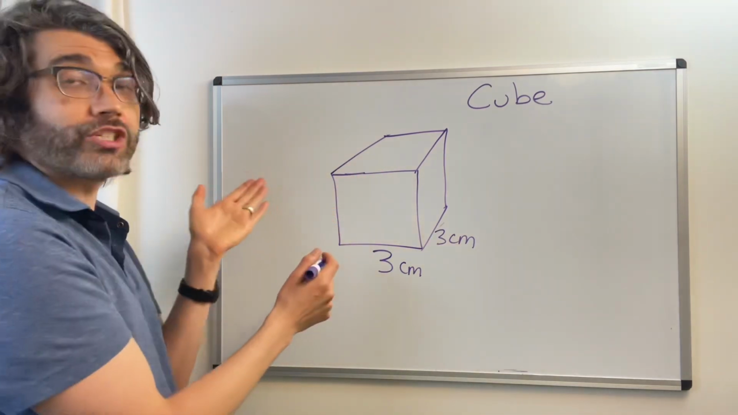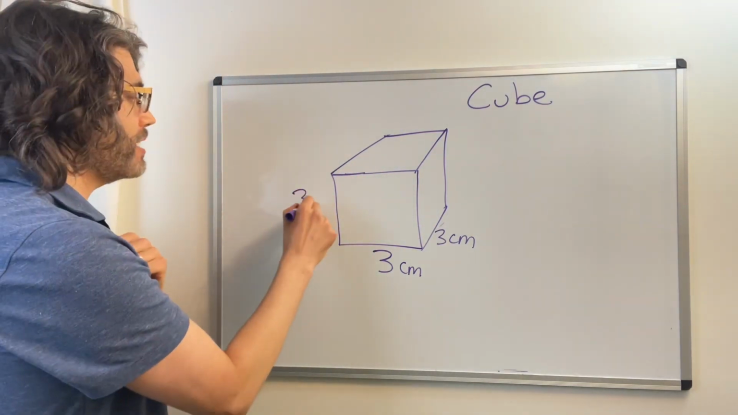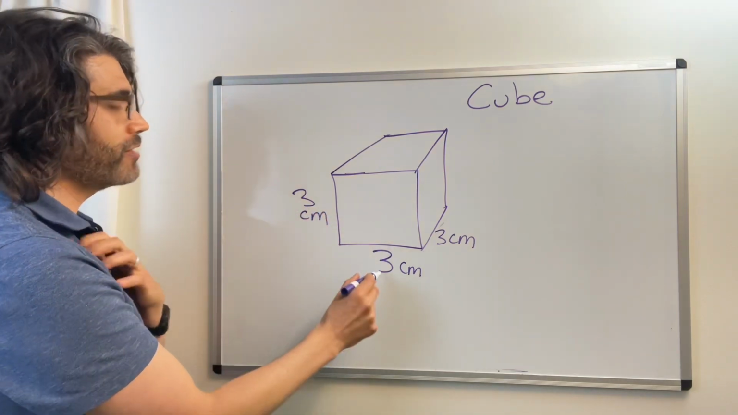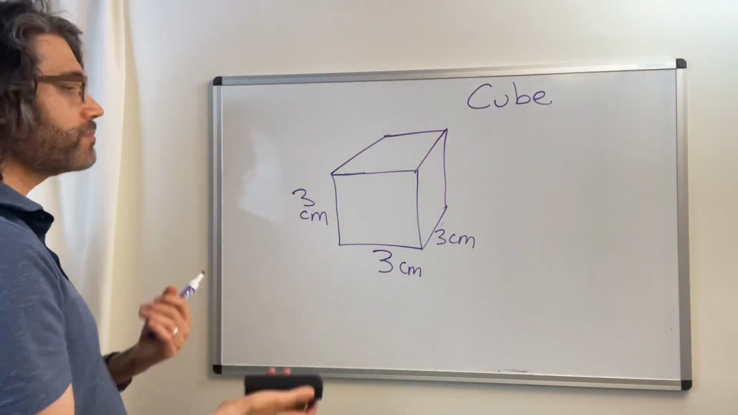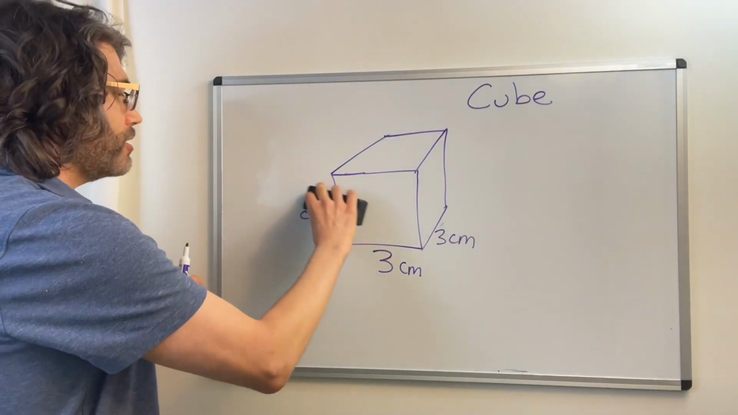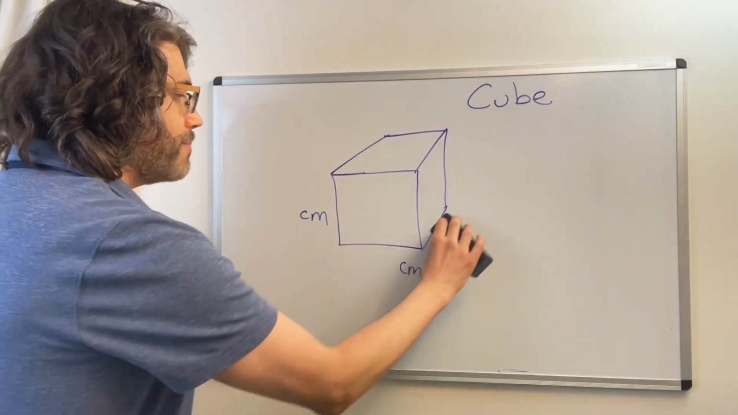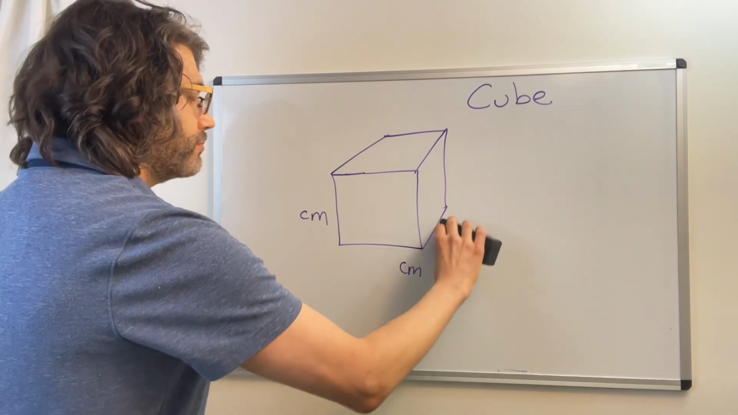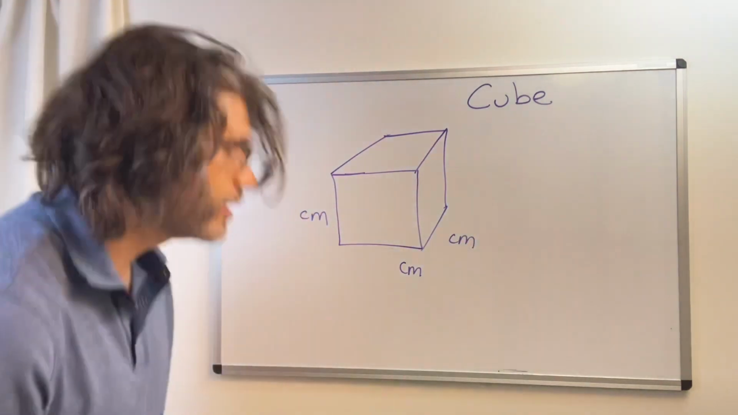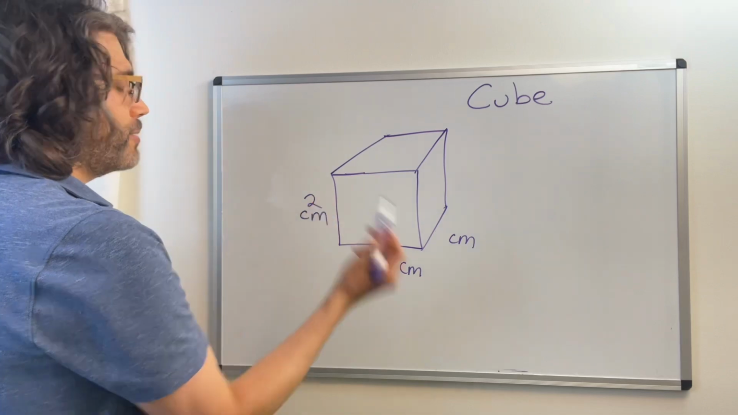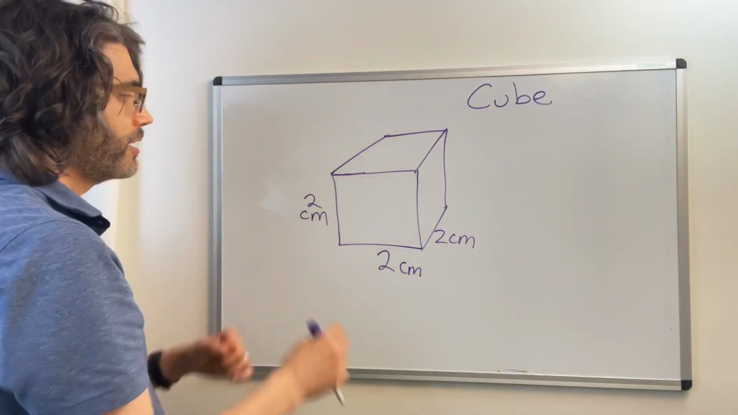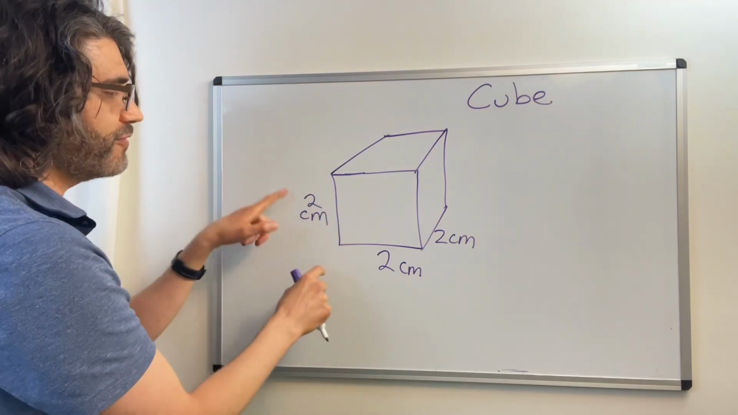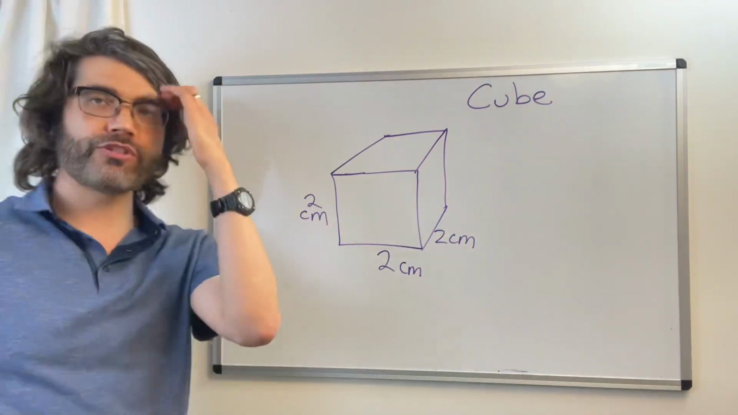And then what should the height be? You guessed it, 3 as well. So 3 centimeters by 3 centimeters by 3 centimeters. And just because I picked 3 doesn't mean I couldn't pick another number. Let's say I picked 2. So if it was 2 centimeters high and it's a cube, then it's 2 centimeters long, 2 centimeters deep. If the height was 4, then it'd be 4, 4, and 4. Okay, so you get the idea.